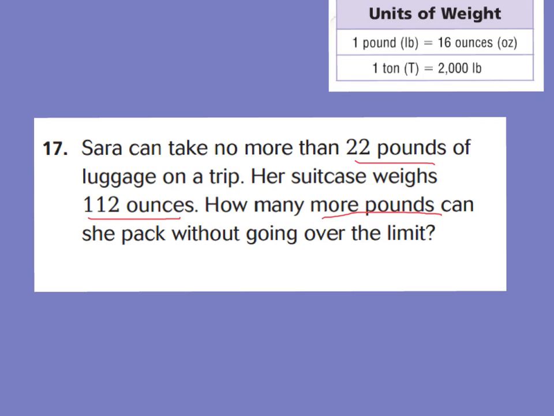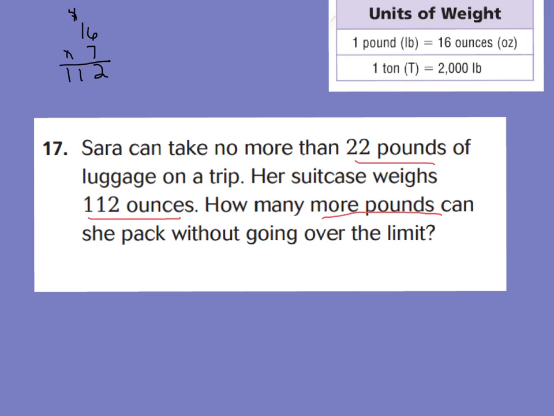There are a couple ways to do that. You can either skip count by 16s, and as you skip count by 16s, how many groups of 16s will equal 112 ounces, and that'll tell you how many pounds. Or you can just do 112 divided by 16 to figure out how many pounds that would be. Go ahead first of all and figure out how many pounds 112 ounces would be. Go ahead and press pause right now.